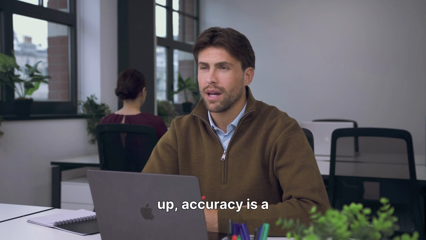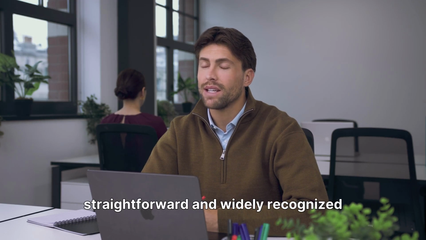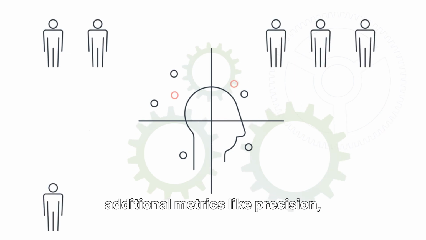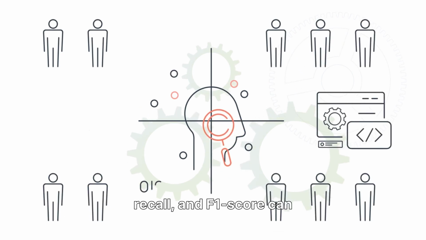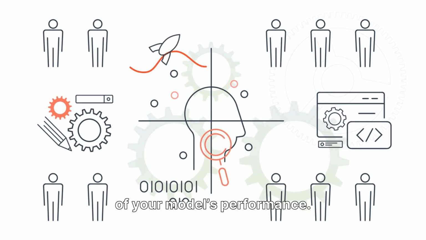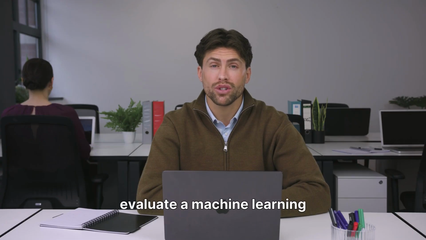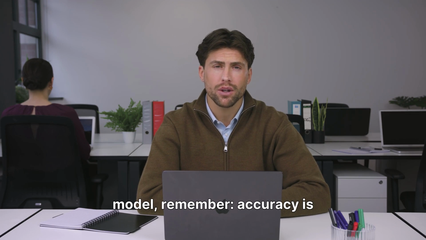To sum it all up, accuracy is a straightforward and widely recognized metric in machine learning, but it's essential to look beyond it. Understanding the context of your data and considering additional metrics like precision, recall, and F1 score can provide a clearer picture of your model's performance. So next time you evaluate a machine learning model, remember, accuracy is just one piece of the puzzle.